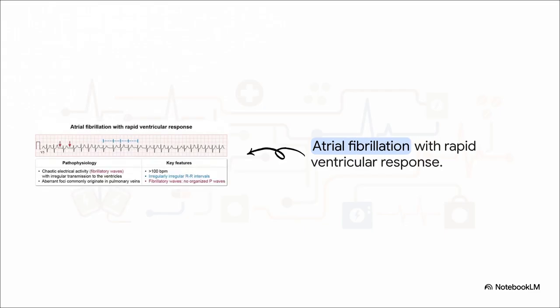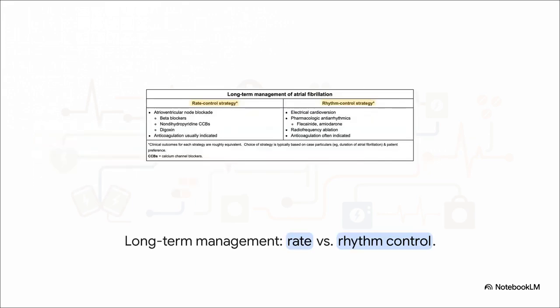Now, take a look at this irregular narrow QRS rhythm. You won't see any organized P waves here, just chaotic fibrillatory waves. This is classic atrial fibrillation with rapid ventricular response. The crucial takeaway here is how we handle this in the long term.